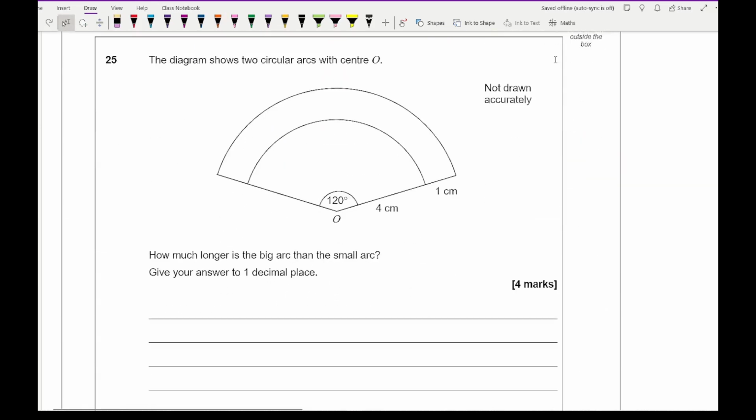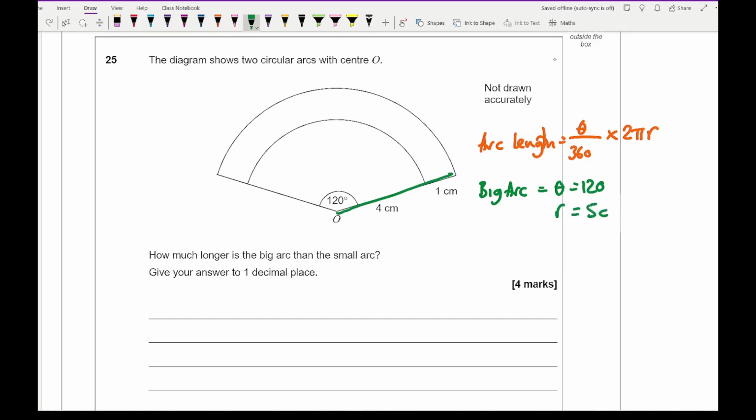Then moving on to our last question, it says the diagram shows two circular arcs with centre O. And it asks how much longer the big arc is than the smaller arc. Now the arc length formula is theta divided by 360 multiplied by 2 pi r. So here, looking at the big arc, theta is 120 and the radius is all of this length here, which is 5 centimetres.